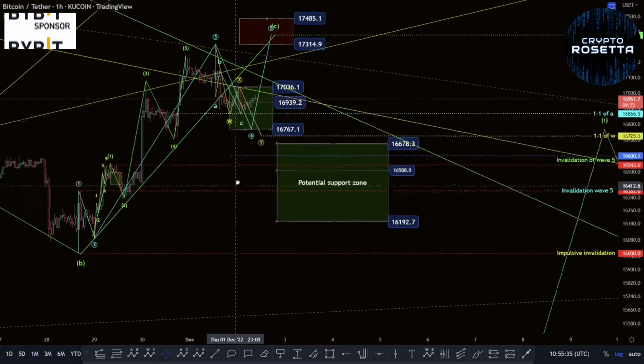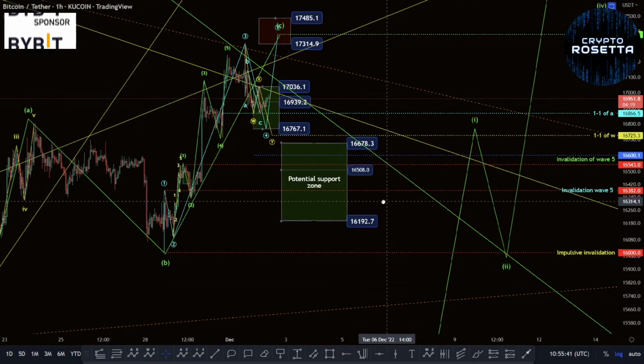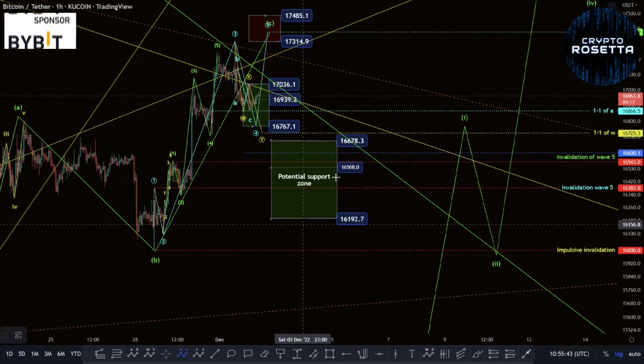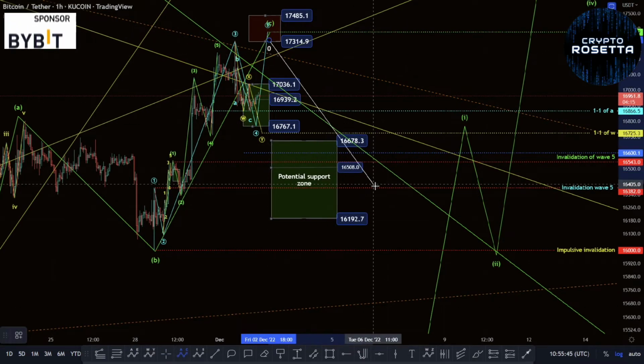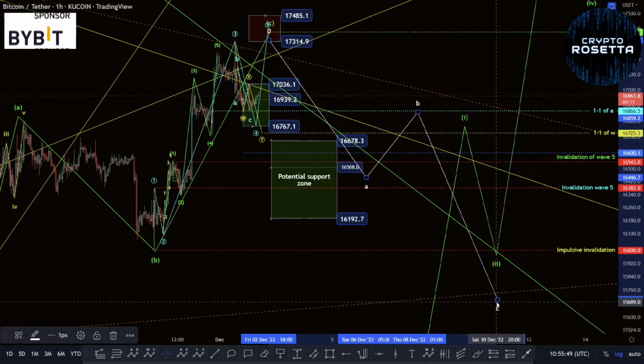However, we need to be aware that there's a few things that can go on here. If this is just a zigzag, so that's a 5-3-5 correction, then we could be looking for an additional zigzag to the downside if we're going to develop a triangle.